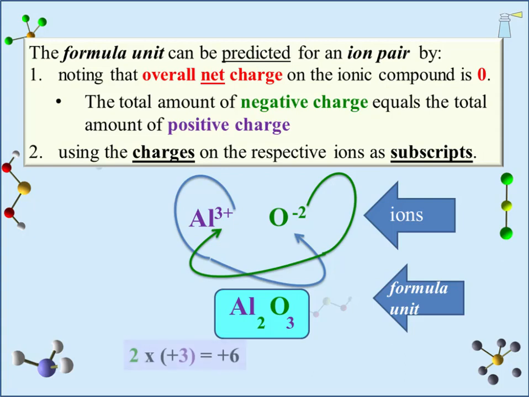Al2O3. Double checking the total positive charge, there is the subscript 2 times the charge +3 for a value of +6. For the negative charge, there is a subscript 3 times a -2 charge for a value of -6. The charges are the same size and our formula unit is correct.